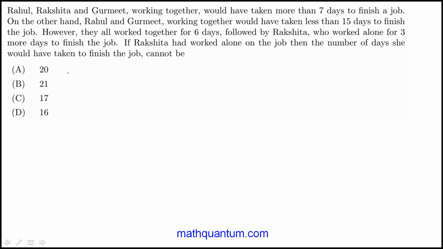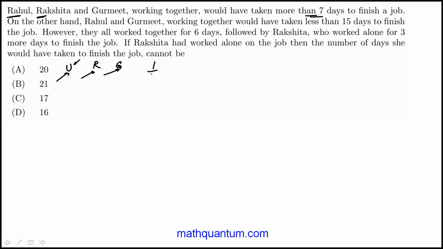So here I'll use U, R, and G to be the time it takes in days for Rahul, Rakshita, and Gurmeet to finish this particular job. I'm using U here because they have both letters R, so that could be confusing. So the first condition is that they would take more than 7 days to finish a job.